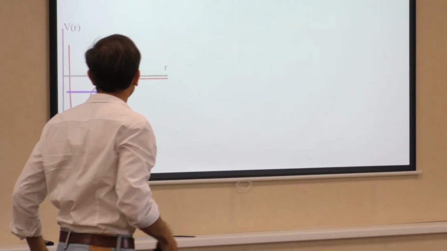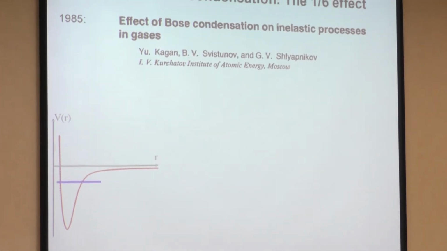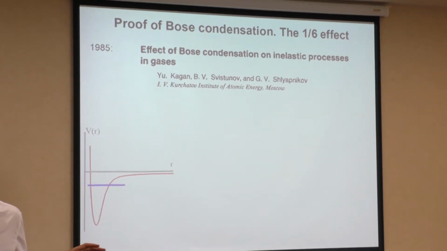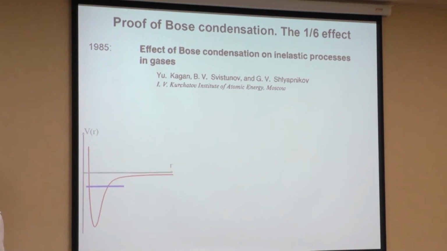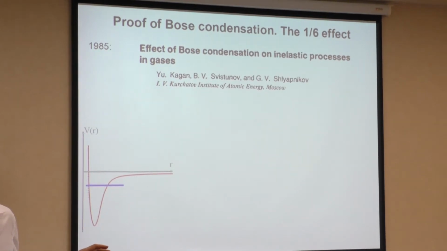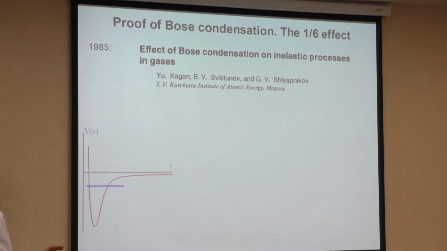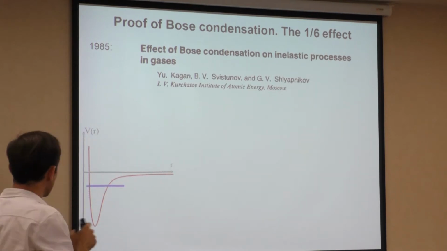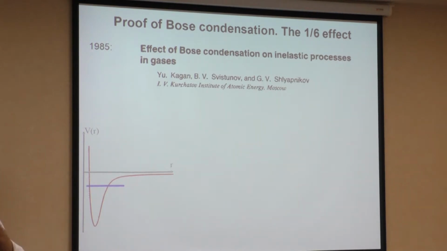The proof came from the year 1995. The theory the proof was based on came from the same group of Yuri Kagan and colleagues. Remember, I told you about the criticism of Yuri Kagan that a classical gas can also expand anisotropically. The idea was the following: use inelastic collisions in a Bose gas. So first, what does this inelastic collision mean?